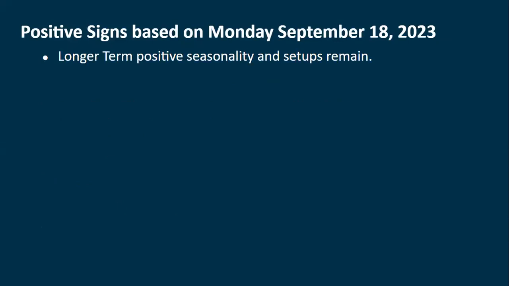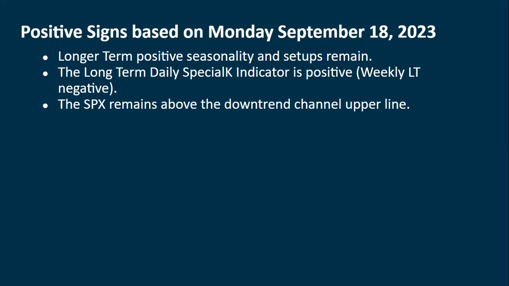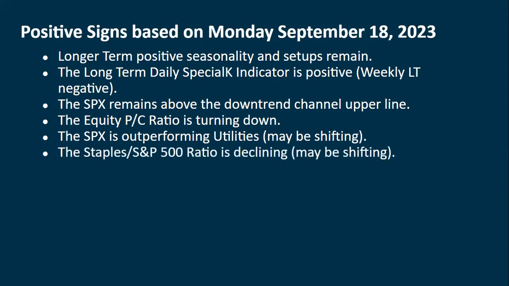The positive signs, the setups and seasonality that I went through in the weekly video, those are still in the background. The daily special K chart is positive, where the weekly chart is negative. The S&P is still above the downtrend channel upper line. The equity put call ratio is turning down, which it had been going up, so this could be positive. The S&P is outperforming utilities, but we're seeing utilities bouncing back a little bit right now. And the Staples to S&P 500 ratio, it might be going through a shift. It's still declining overall, but we've seen a bounce up over the last couple of days.